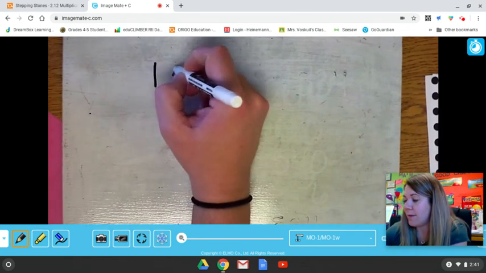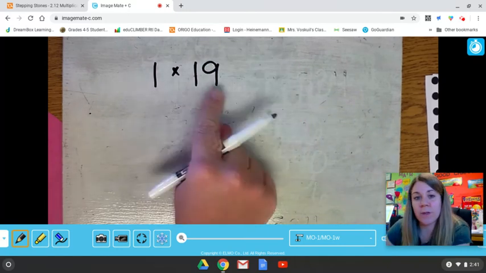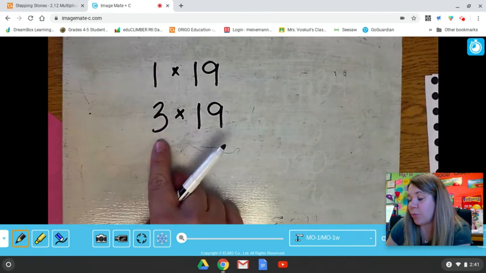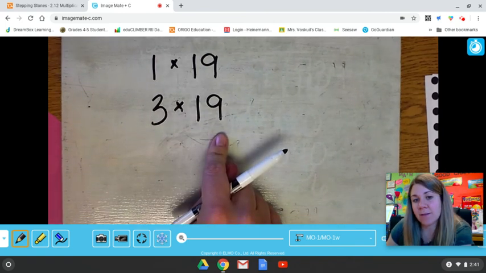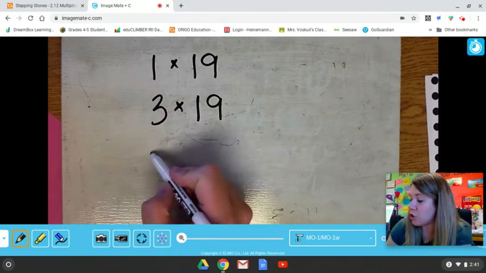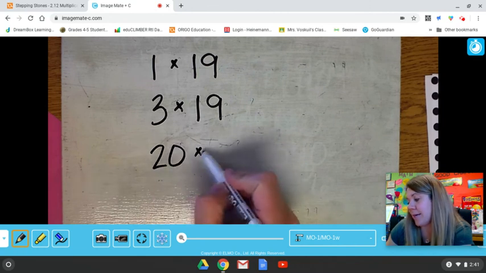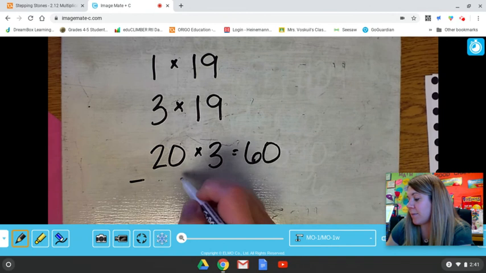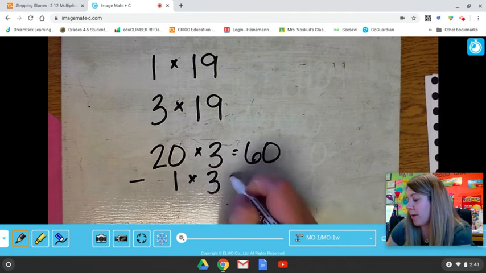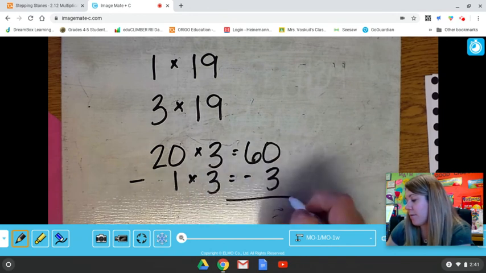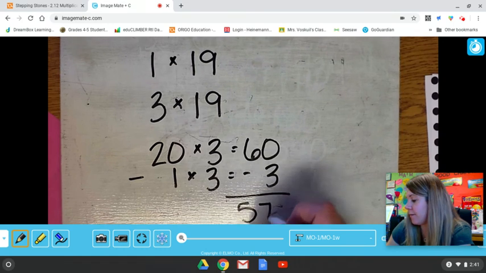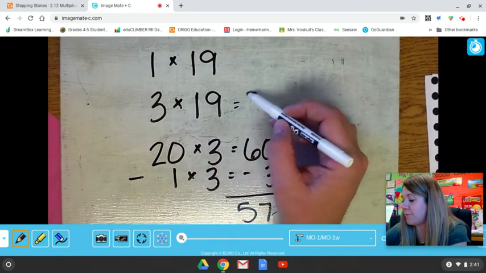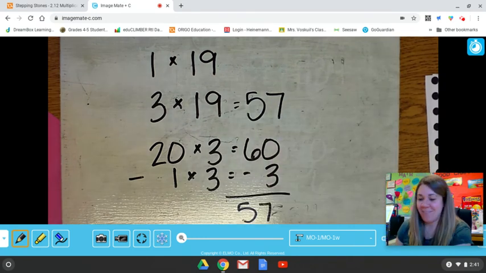One shirt is $19. One group is $19. I want to buy 3 shirts. So 3 groups of $19. Well, I'll do 20 times 3 is 60. And then I'm going to subtract one group of 3. And that gets me to 57. So 3 groups of 19 is 57.